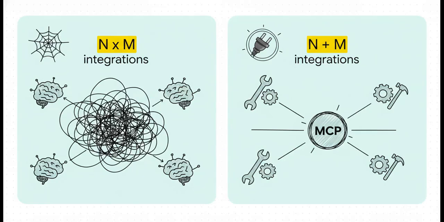And this slide just shows it perfectly. On the left, you've got the old way, a chaotic, tangled web where your work multiplies. But on the right, with MCP, you just connect each model to the protocol once and each tool to the protocol once. Your problem goes from N times M to N plus M. It's a massive, massive simplification.